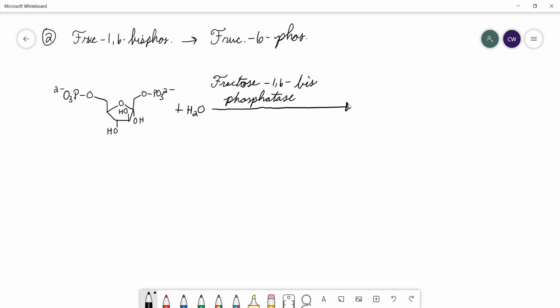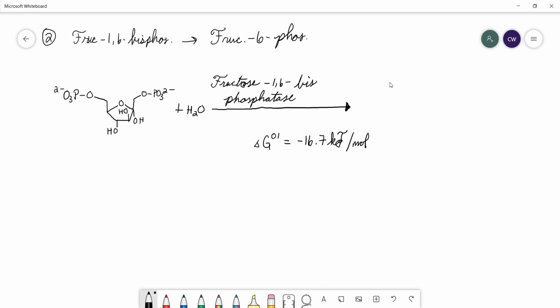You'll notice I'm writing this as an irreversible reaction, and that's because the delta G, the change in the Gibbs free energy for this, is negative 16.7 kilojoules per mole. You might think, oh, that means this is somehow giving us energy. No, it's not. The overall pathway still consumes energy, and we'll get to that in a minute.